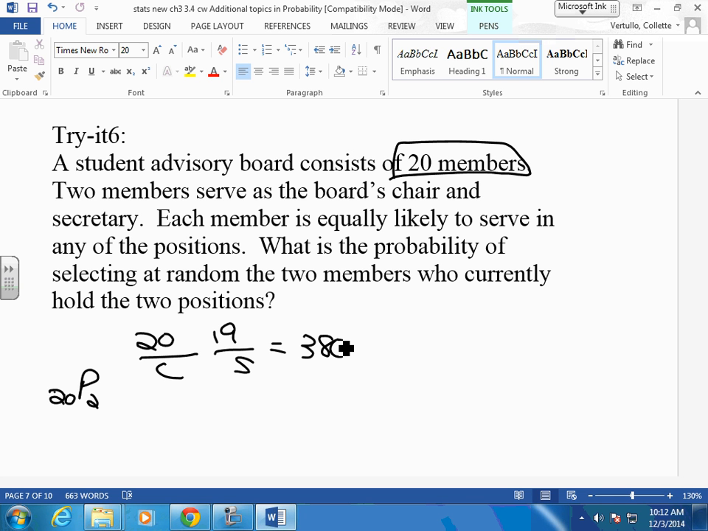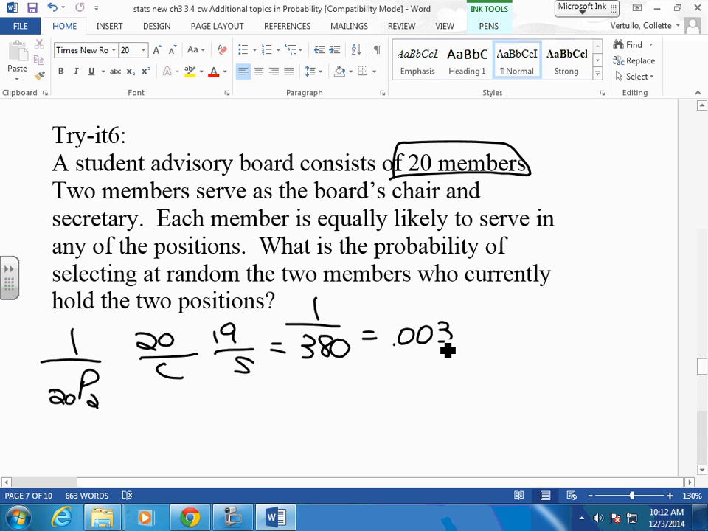Each member is equally likely. What is the probability of choosing the 2 who are currently in that position? How many ways can those 2 be in that position? 1 way. So 1 over this guy, or 1 over this one. You can set it up like this with your permutation. Yes, Aaron? Can you keep it like that? No, you have to resolve it to 3 decimals. Yeah. And what do you get for your 3 decimals? Thank you.